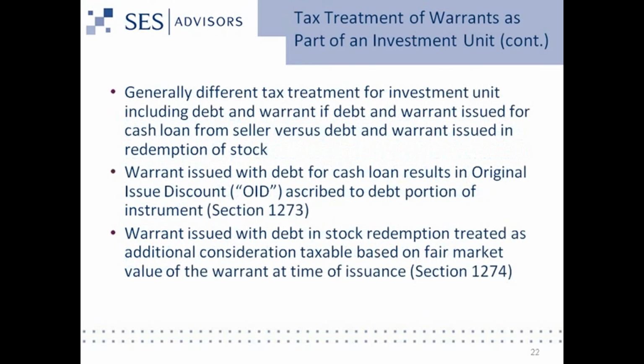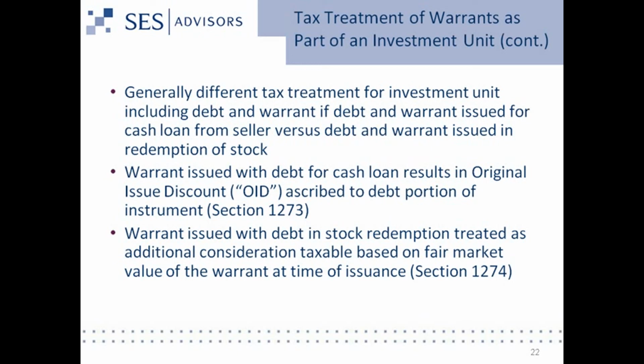So back to tax treatment here. We actually have two different sets of rules that might apply here when we have a seller note with a warrant, depending on whether the debt and warrant is issued for a cash loan from the seller, as we saw in our C Corporation example, versus a debt and warrant issued in a pure redemption of stock. A warrant issued in exchange with debt in exchange for a cash loan, what we saw in our C Corporation transaction before, where there's a one-day loan that flows through to the ESOP, and then the ESOP loans the proceeds back to the company. In that situation, we are under the original interest discount rules with respect to the debt portion of the instrument.